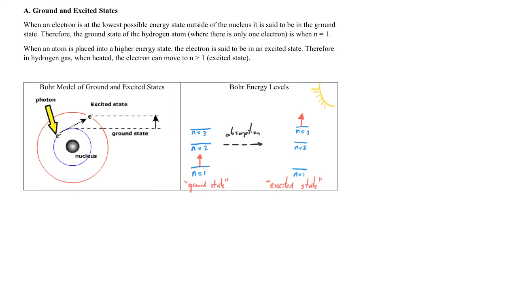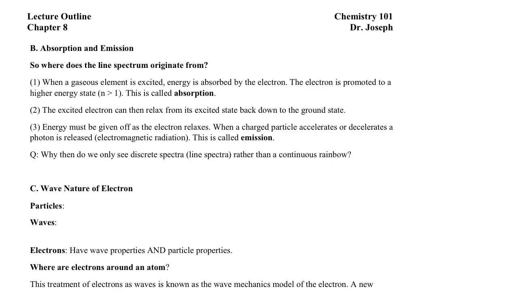Let's go to the next page. So let's wrap up today's lesson with this page. We're in part B of the first part here of this lecture note outline. So we're talking about absorption and emission, and let's just summarize, where does the line spectrum originate from? Basically, it originates from when we take a gas and we heat it up somehow. Energy is absorbed by the electron in that gas, and that electron is promoted to a higher energy state, or n is greater than 1. This process is called absorption.